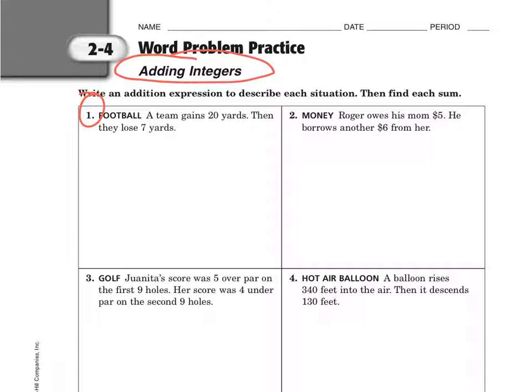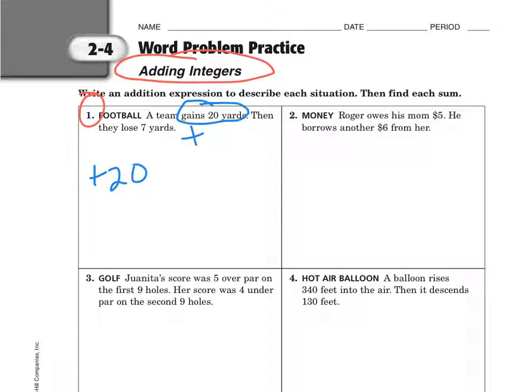A team gains 20 yards, then they lose 7. Well, which words are important in there? Gain of 20. Words in math problems have positive and negative meanings. Is the word gain a positive or negative word? It's positive. So 20, that's a positive 20.